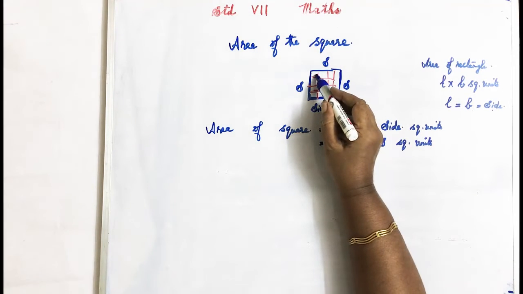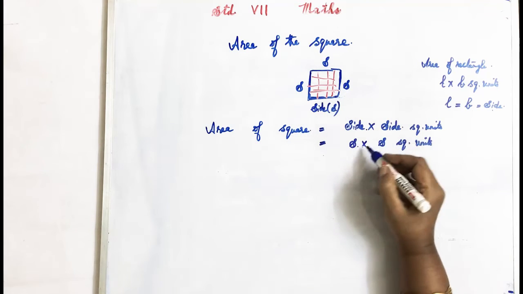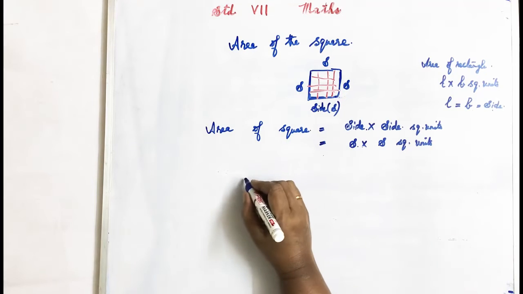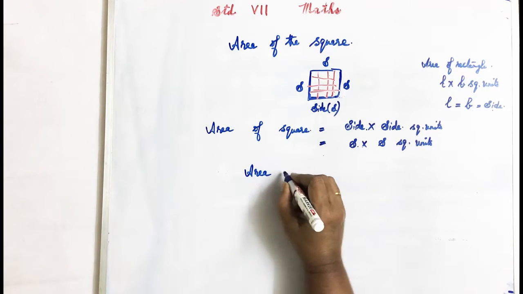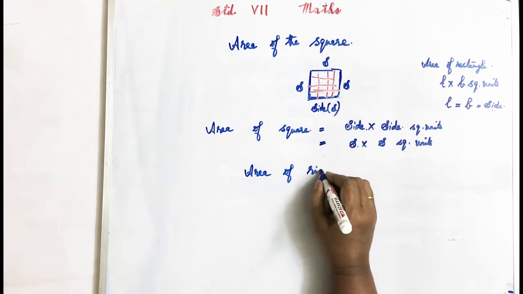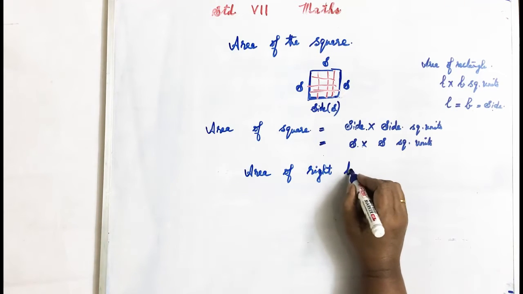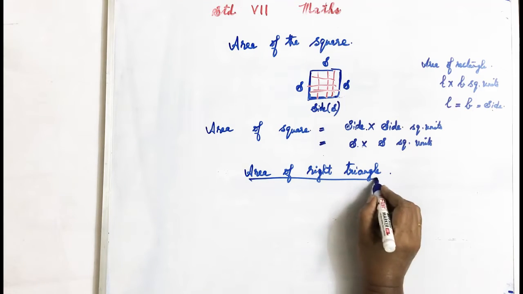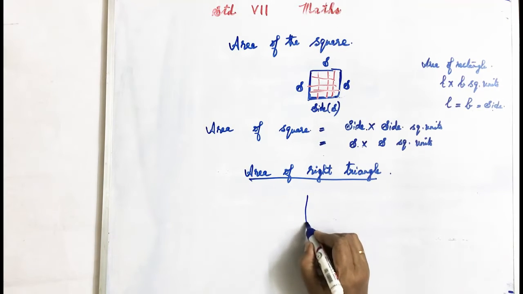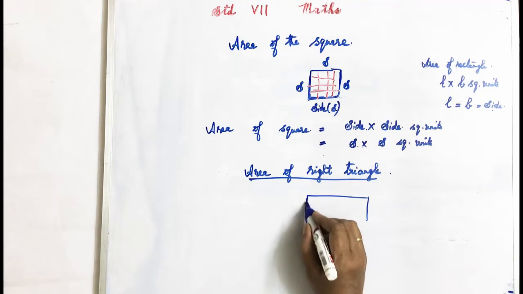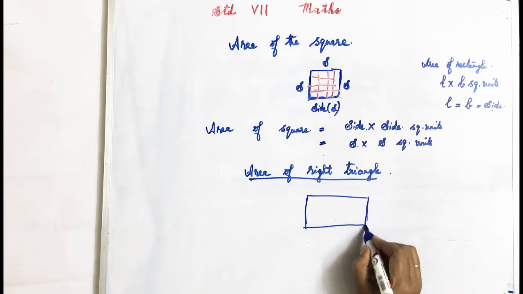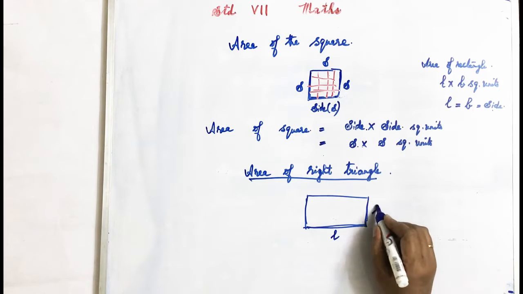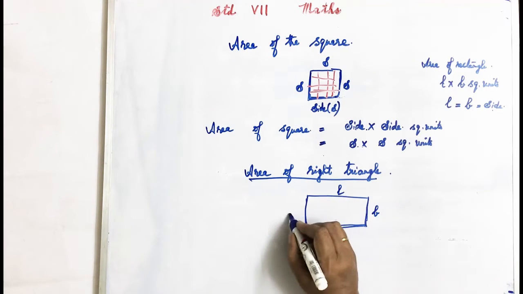So instead of counting the number of squares, we can use the formula to find out the area of the square. Now next we are going to see area of right triangle. You all know this is a rectangle. This is the length, this is the breadth, this is the length and this is the breadth.